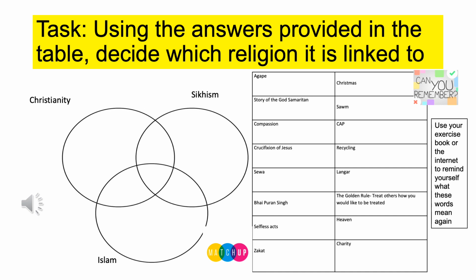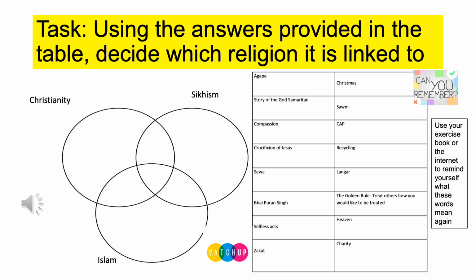Okay, have you got your Venn diagram? Excellent, well done. Okay, what I'd like you to do is label each circle Christianity, Sikhism and Islam. On your right, you'll see lots of different ways in the table of how or why, or elements of a religion, they might help others. What I'd like you to do is try to place them in the triple Venn diagram.